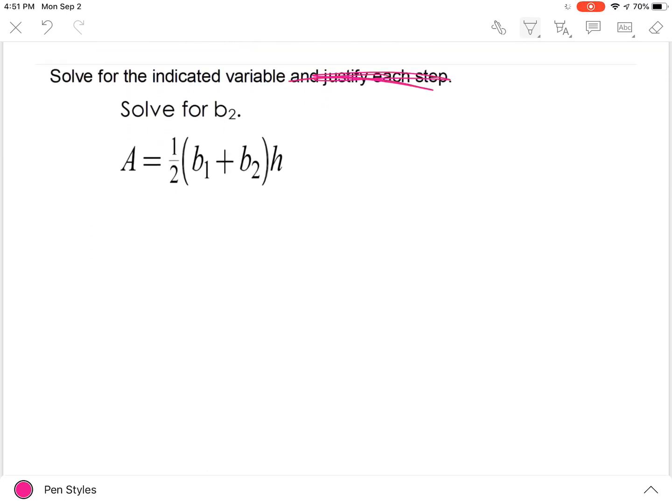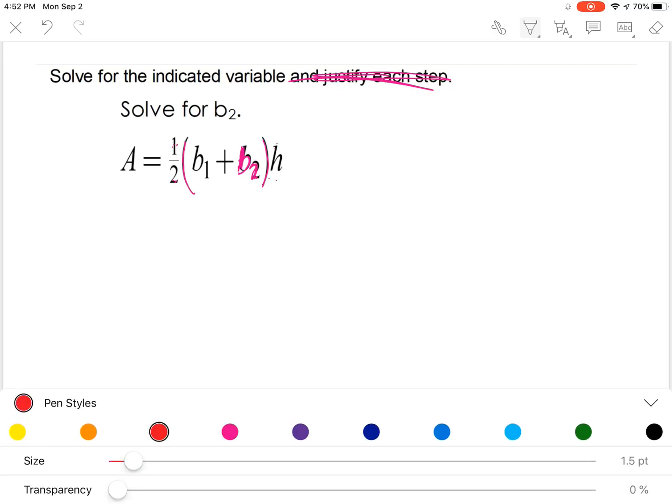So we want to solve for b2. So we have a equals half times the quantity of b1 plus b2 times h. So there's a lot going on here. So let's just start by figuring out b2 is what we want to isolate. That's in our parentheses, so we're actually going to leave that for the last. But outside of our parentheses, we've got this multiply by half and multiply by h. So let's take care of those first.